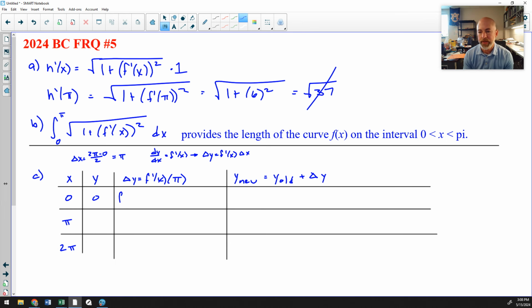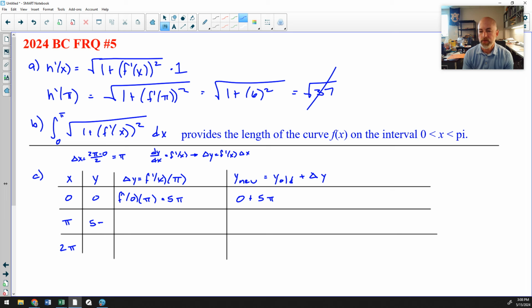So I need f prime of 0 times pi. F prime of 0 is 5 times pi. And that's my delta y, which means my new y is going to be 0 plus 5 pi. So I just found my new y.